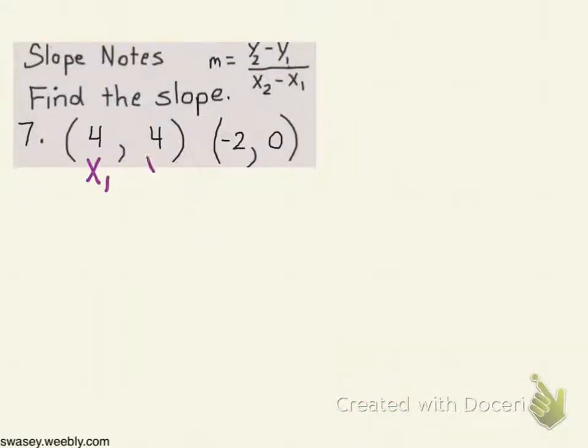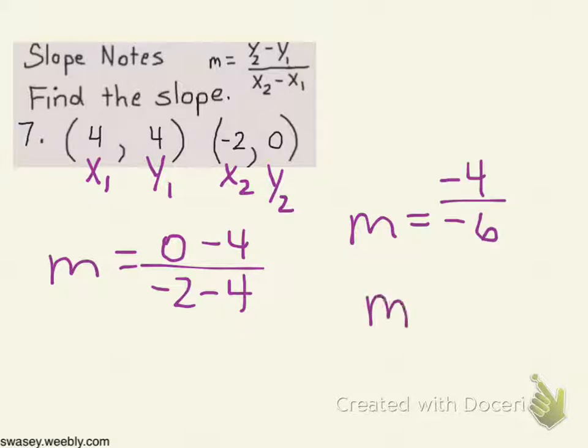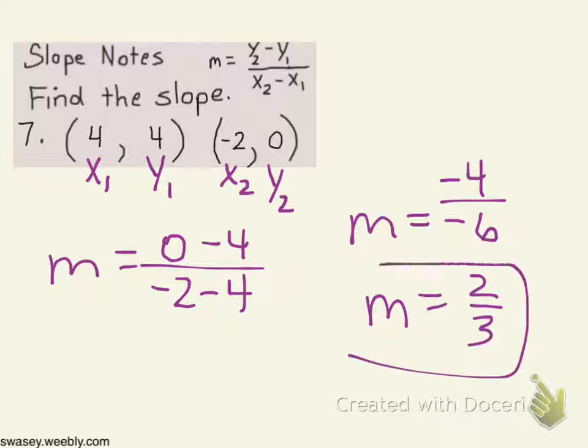Label your points x sub 1, y sub 1, x sub 2, y sub 2. Substitute in. We have 0 minus 4 over negative 2 minus 4. So on the top we get negative 4. On the bottom, negative 6. They both divide by negative 2, and that will simplify to 2/3. Negative divided by negative is positive. So our final answer is positive 2/3.